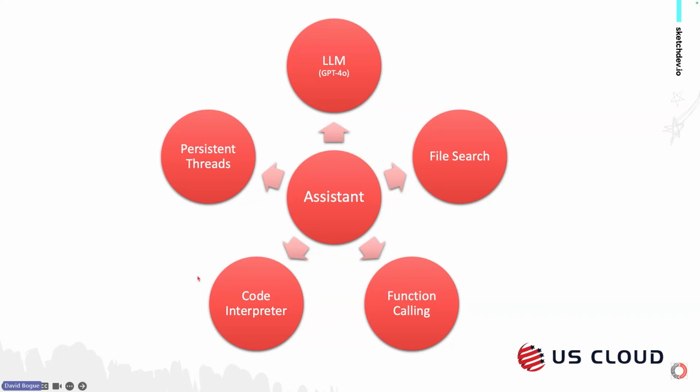And the last thing on this chart is not really a tool, it's more of a feature. It's the concept of persistent threads. You can start a conversation with the assistant and carry on that conversation over time on a single thread. So the assistant knows what you've talked about in the past and has that memory to pull from.